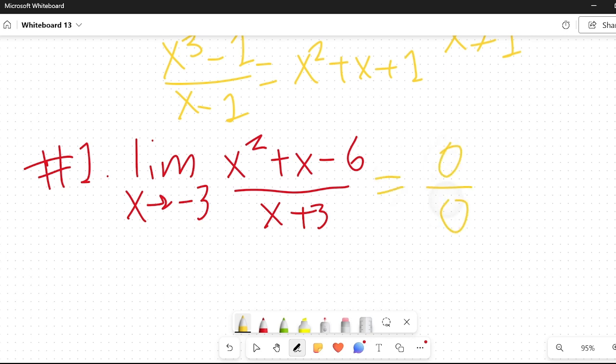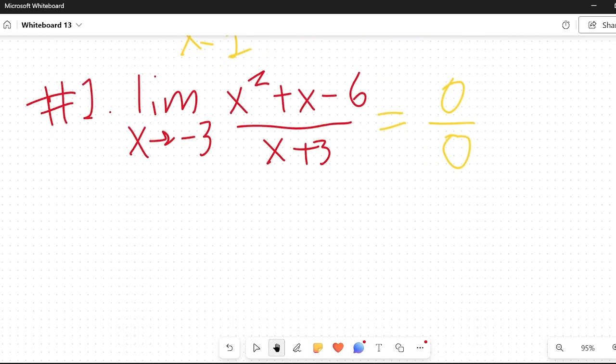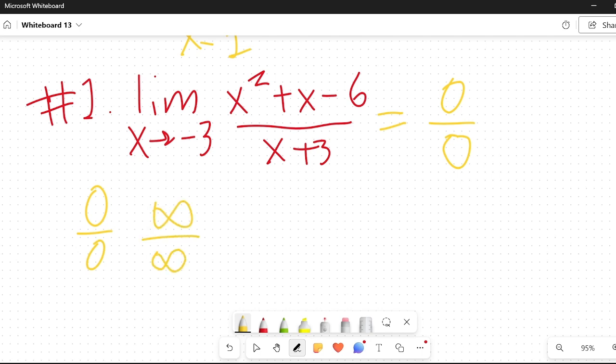There's going to be a list of values like 0 over 0, infinity over infinity, 0 times infinity, and stuff like this. If these ever come up in questions, we don't know what these equal. These can equal any value.